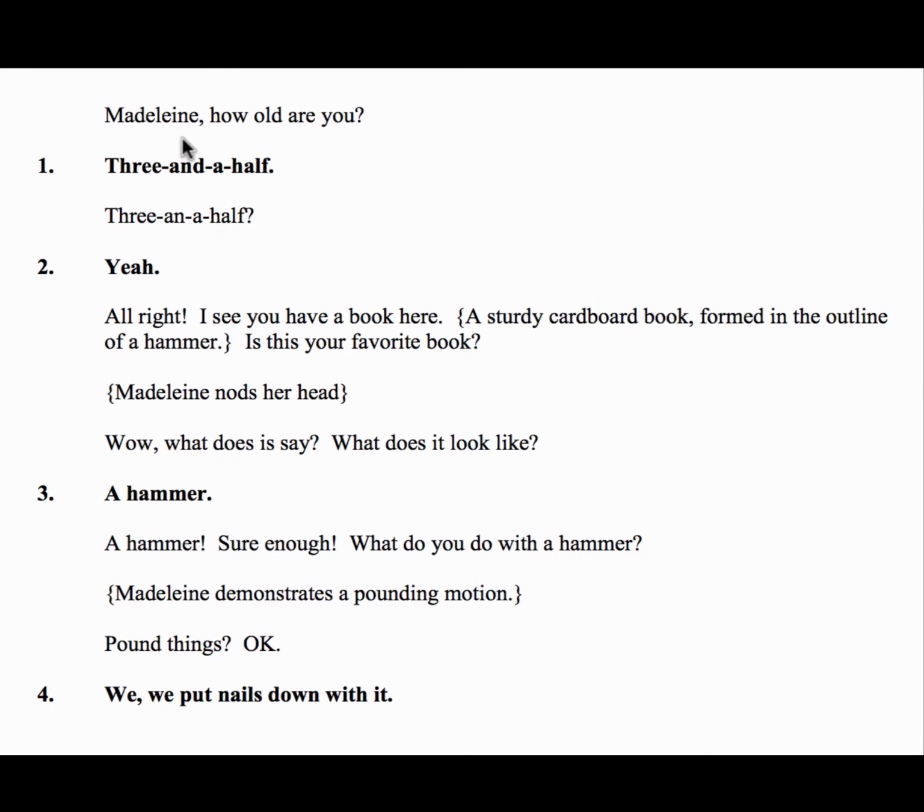So what the child says is in bold, and that's really what I'm going to focus on. I'm not going to focus on the other ones. So, how old are you? And the child answers 3.5. And in order to count morphemes there, I am going to count that as 4, because 3.5 is 4 words. They can't be broken down into more words or morphemes.